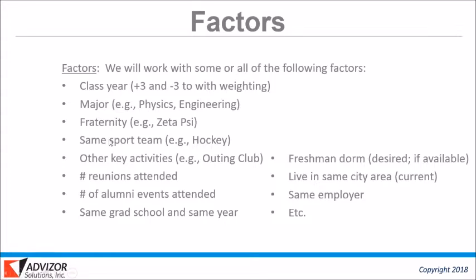These are things that together with other people, we built lasting relationships. Same sports team, other key activities, numbers of reunions because presumably we've been back. Peter's come back. I know Peter. Numbers of alumni events helps build those connections. The same grad school in the same year. Freshman dorm. In the Dartmouth case, it actually isn't currently available, but we're trying to get it because that's where a lot of initial connections happen and they create friendships that last. Live in the same city area. This would be current. So I'm connected with people in Chicago because I live in Chicago, and they're my friends because we do things together. So we may have done less stuff earlier on, but we're getting connected now.